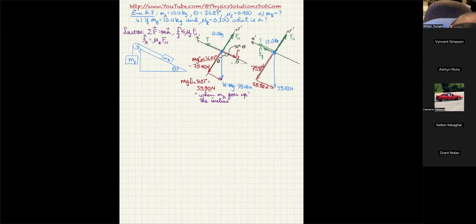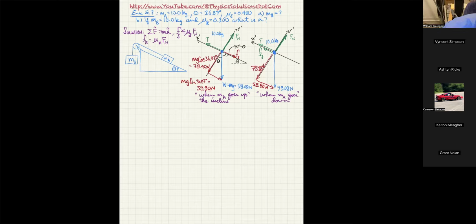Now, this one is when M sub A goes down. So these are two scenarios here, and that allows us to write Newton's second law for both of those. Now, in addition to that, I'm going to have a free body diagram for the hanging mass.